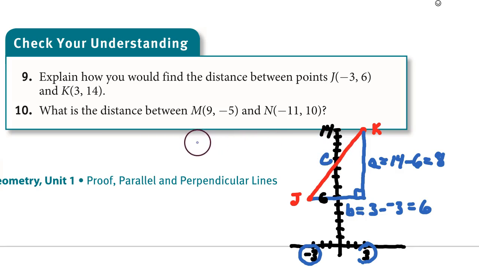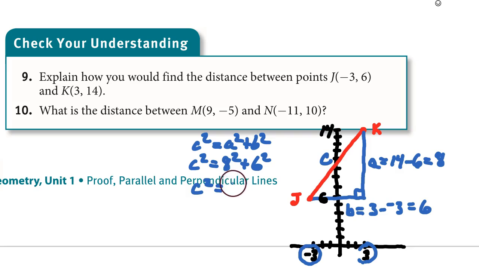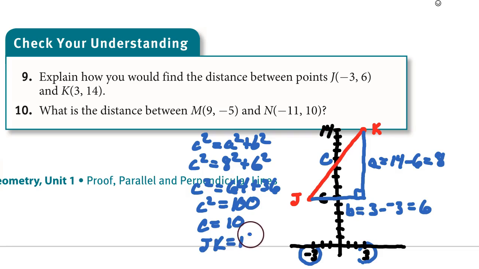So here's the Pythagorean theorem work. C squared equals a squared plus b squared. Let's substitute 8 in for a and 6 in for b. Now we have c squared equals 64 plus 36. C squared equals 100. Now take a square root of 100 to find out that the answer is 10. JK is 10 units long.